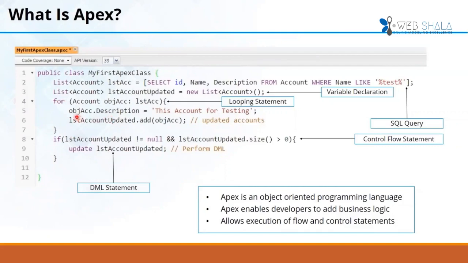Just to tell you, we are iterating this list, taking all the accounts one by one and updating their description. After updating that object's description, we are adding that particular object to my updated list, and then I am updating that particular list to the database. So this is my for loop, a looping statement, and this is my control flow statement. Control flow is if else. If I write if else, that is called my control flow statement.